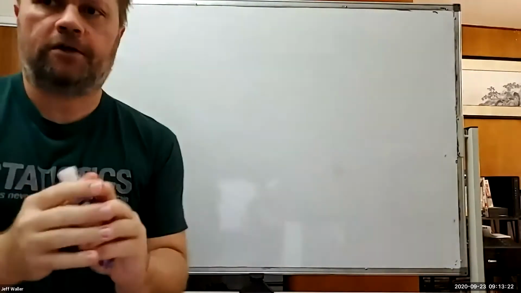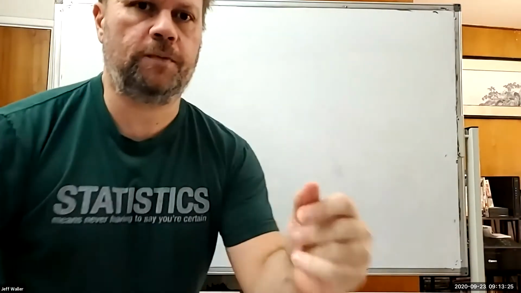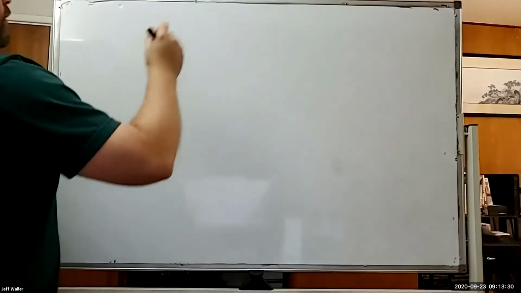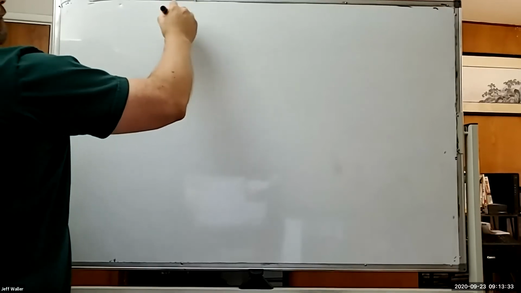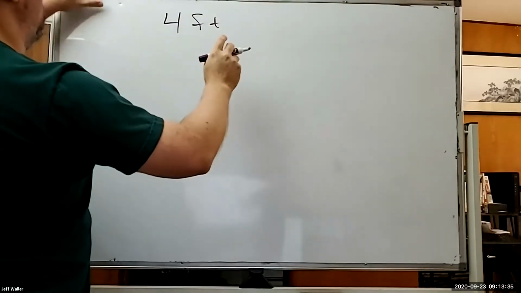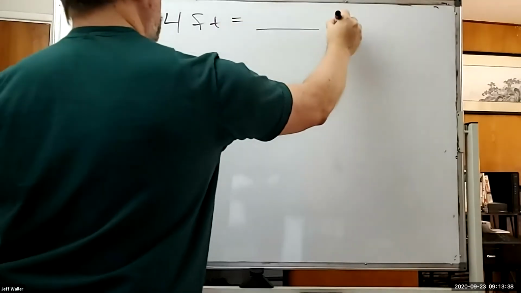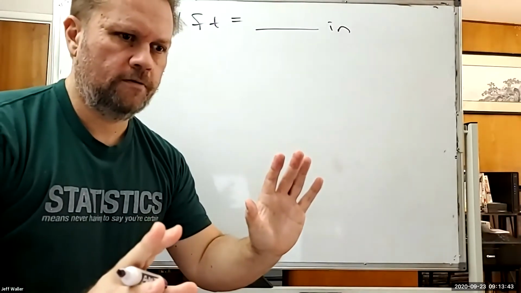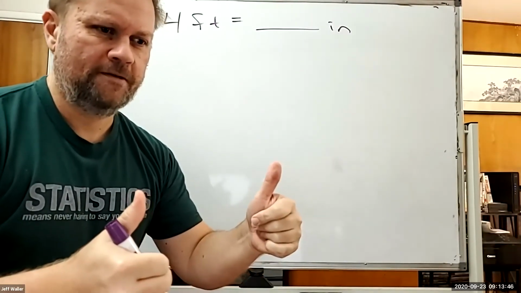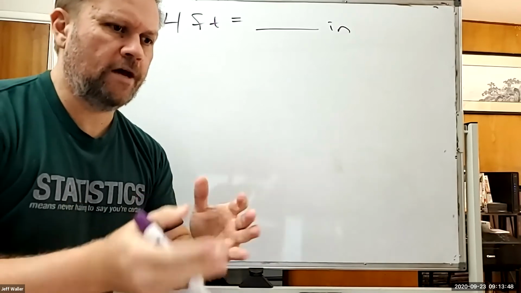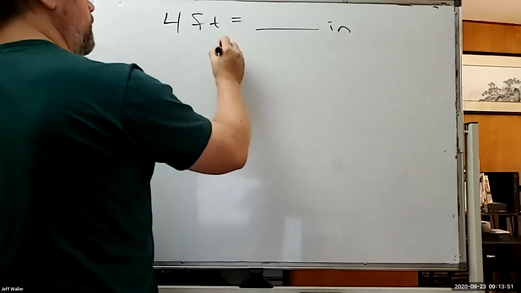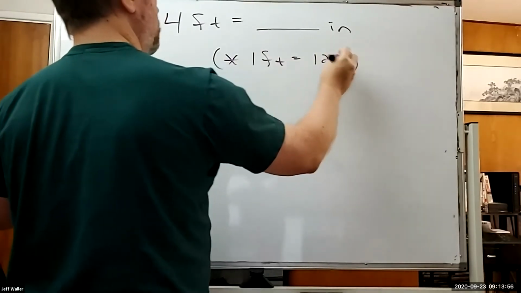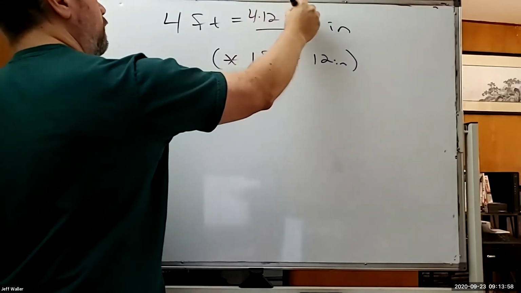So let me start with something that a few of you should be able to do already. If I have 4 feet, and we've done this before, how many inches is that? 48. Yeah. Right? And how did you get that? Because there's how many inches in a foot? 12 inches. So then I multiply 4 times 12 and I get 48 inches.